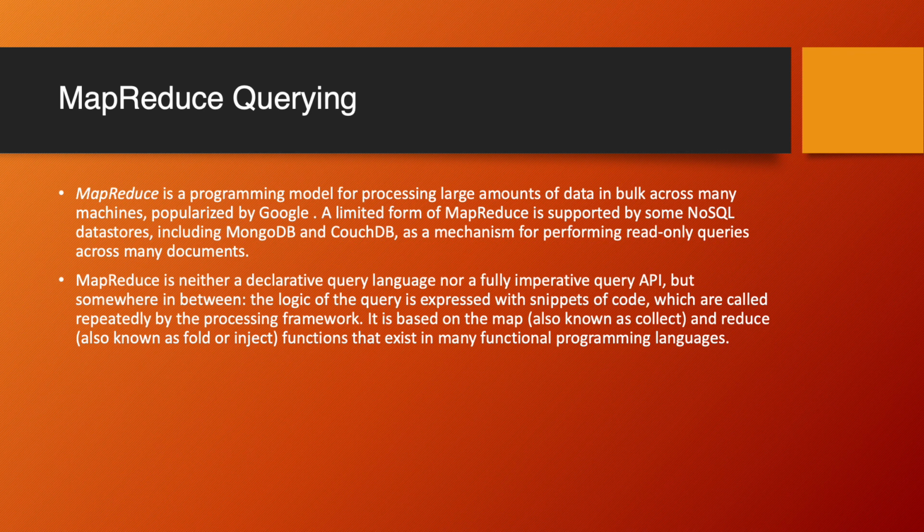MapReduce is neither a declarative query language nor a fully imperative query API, but somewhere in between. The query is expressed with snippets of code, which are called repeatedly by the processing framework. It is based on the map, also known as collect, and reduce, also known as fold or inject, functions that exist in many functional programming languages.